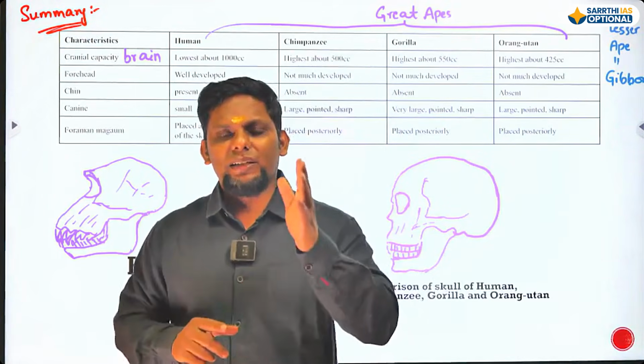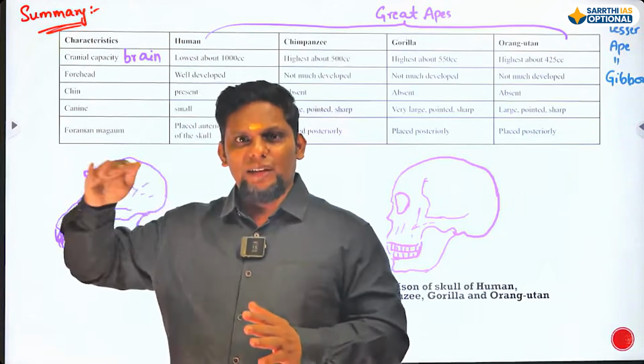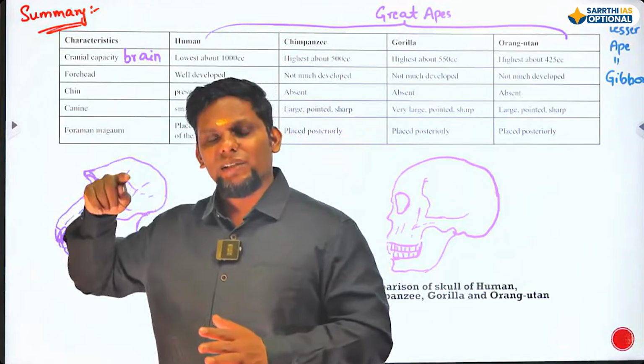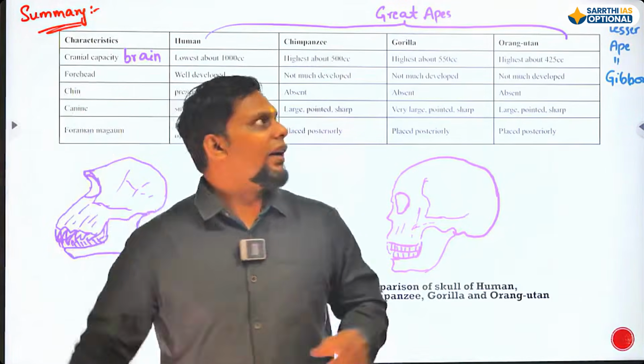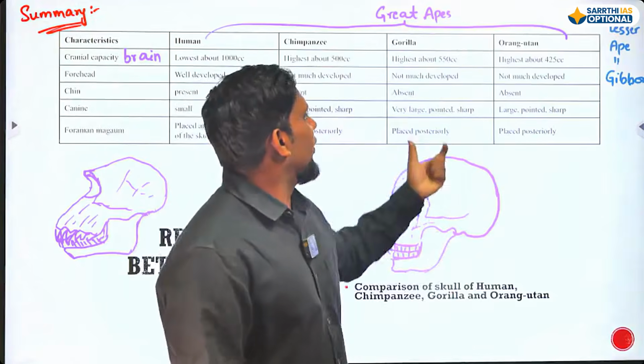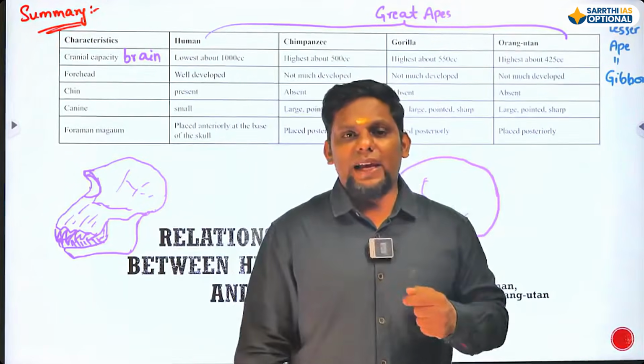ठीक है, so canine teeth is smaller for the humans. Okay, or in line with the others. For the others, it is going to be large, very large, large. This guy is going to be the very large. Okay, so that is that. Is that clear? And foramen magnum.